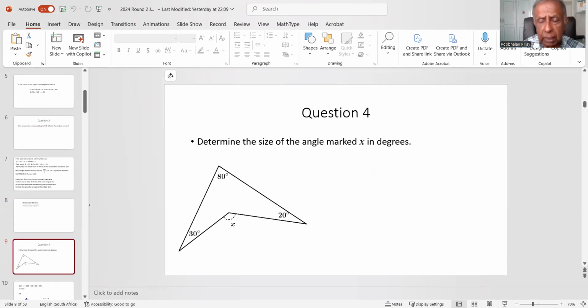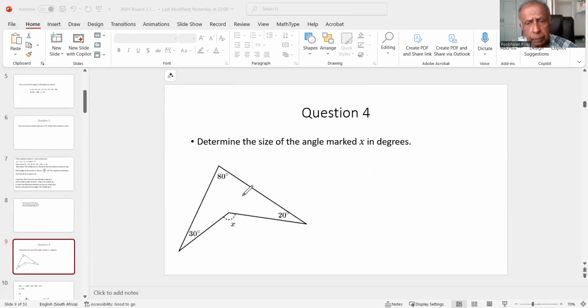Determine the size of the angle marked x in degrees. Right, so you've got a picture here. It's actually a quadrilateral. You see, you've got 1, 2, 3, 4. There are 4 sides, but it's not a convex quadrilateral. In a convex quadrilateral, all the angles are acute or obtuse. Now here one of the angles is reflex. You can see this angle here. So it's called a concave quadrilateral.